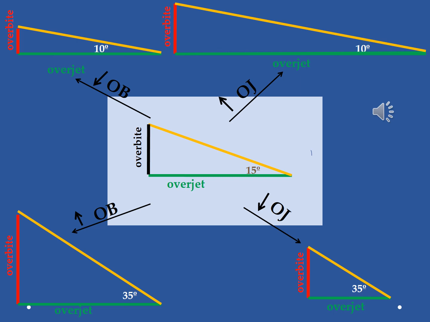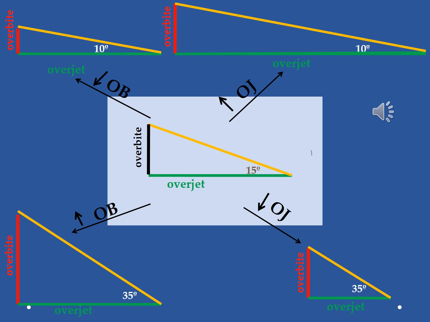Look at the top left side of the slide where the overjet is fixed and the overbite is reduced, the incisal guidance angle is reduced. If we look at the top right side of the slide, if we increase the overjet while the overbite is fixed, the angle is also reduced. It's less than 15 degrees.